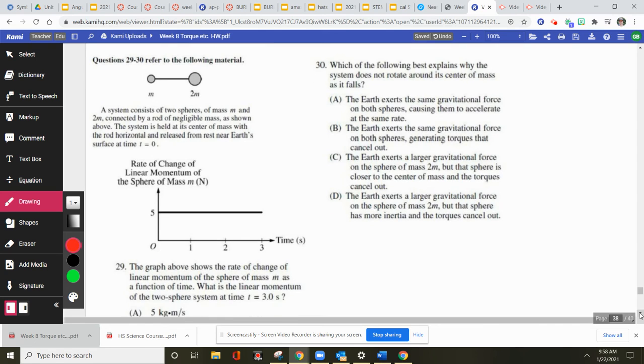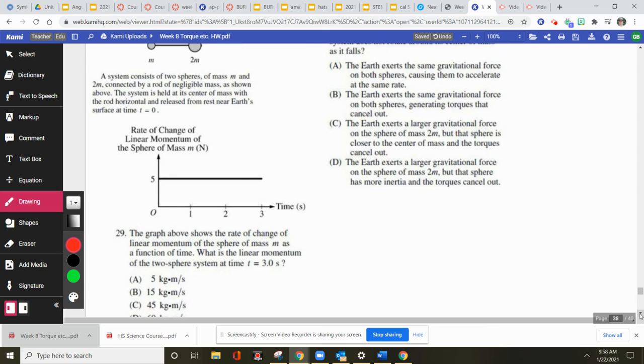The system consists of two spheres of mass m and 2m connected by a rod of negligible mass. It's held at its center of mass with a rod, then released near the surface of the Earth. The graph shows the rate of change of linear momentum of the sphere of mass m. What's the linear momentum of the two-sphere system at time t3? So this is showing the change of the linear momentum. It's going to change by 15 units, right?